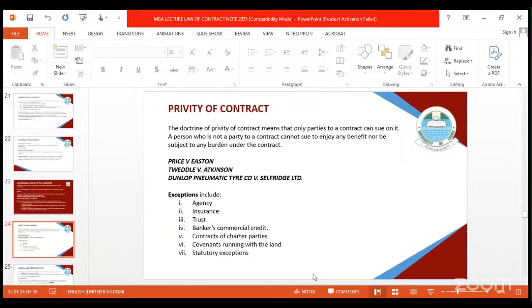Someone should read those exceptions. Good evening, sir. Include agency, insurance, trust, bankers' commercial credit, contracts of charter parties, covenants running with the land, and statutory exceptions. Thank you so much.